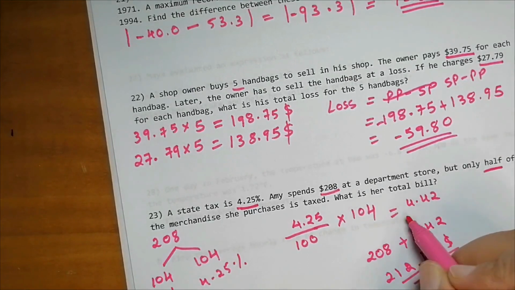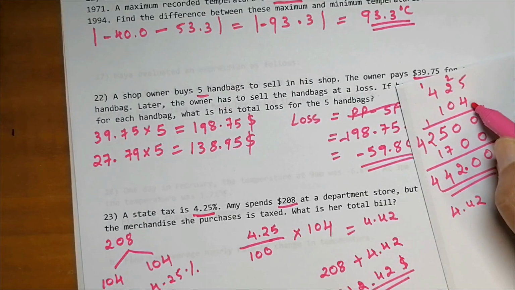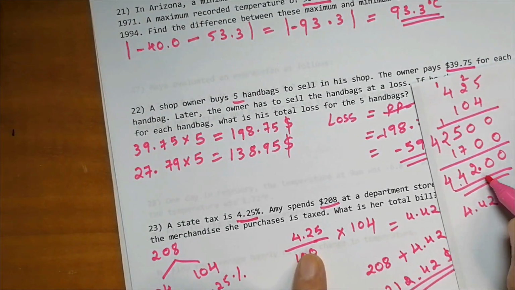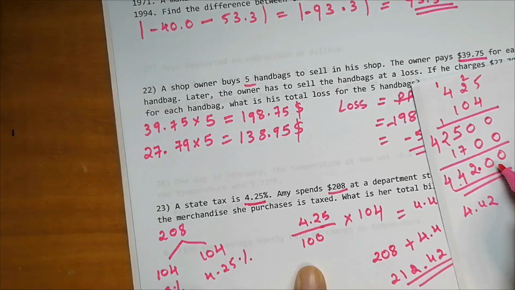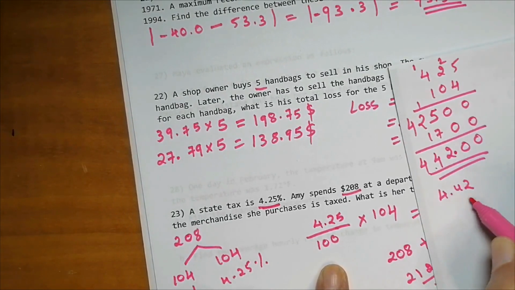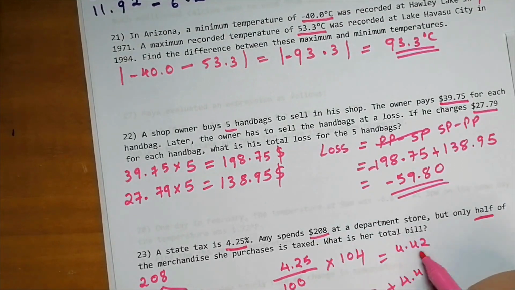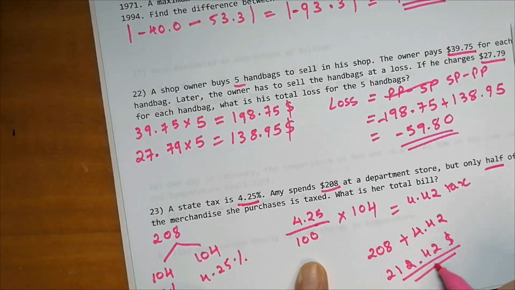Because she's paying tax only on this price, right? So first we did 425 times 104, which gave us this answer. Here we had 2 decimal points, so we put the decimal here, 1 and 2 digits. And then this is divided by 100, so we again shifted two digits, because we have 2 zeros here, which resulted in 4.42. So we added this to 208 because that's the only tax that she's paying and the bill that she has to pay. So her bill total turns out to be this much.